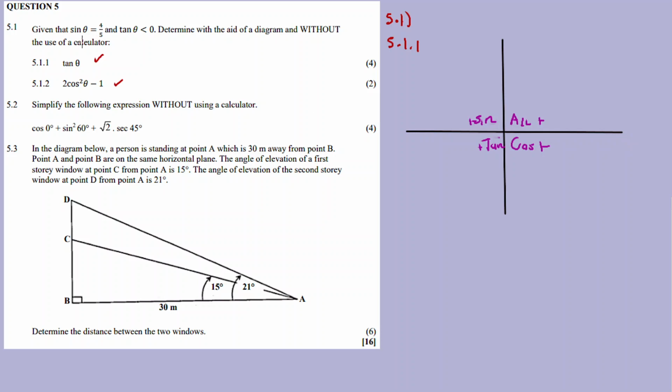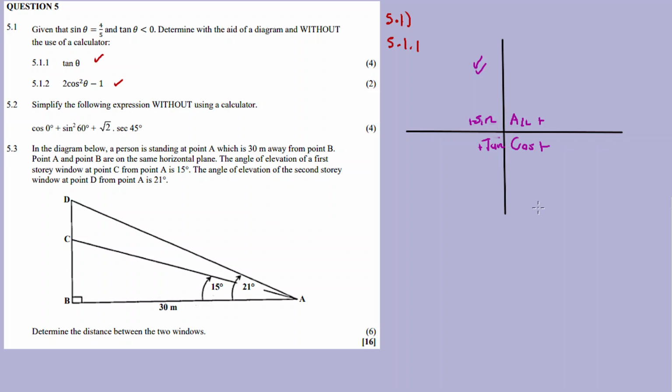We want where sine is positive. Sine theta is equal to 4 over 5, which is positive. Where is sine positive? Out of all the quadrants, it's this one. And tan theta must be less than 0. It's definitely quadrant number 2.